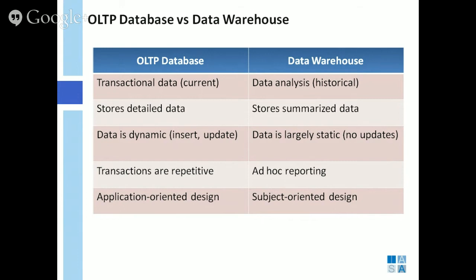So there is no updates happening in a database system. And the kind of transaction that happens in an OLTP system is repetitive. So it's the same kind of insert, or it's the same kind of update operation that happens on this database. Whereas in a data warehouse system, the reporting that happens is ad hoc in nature.